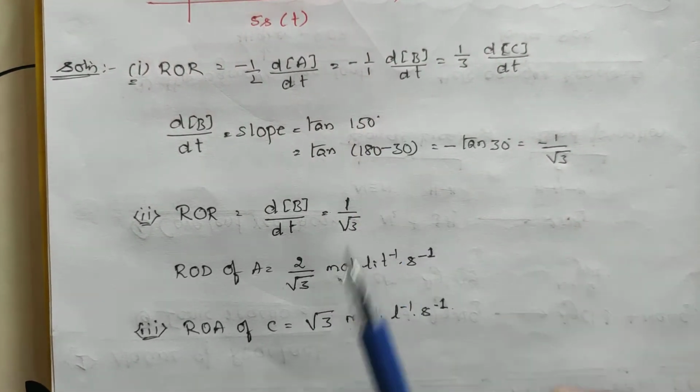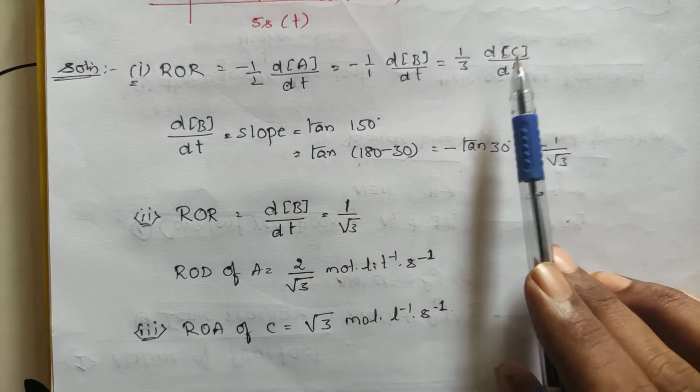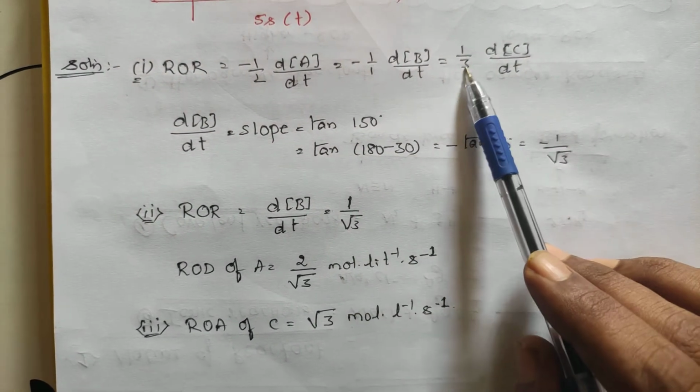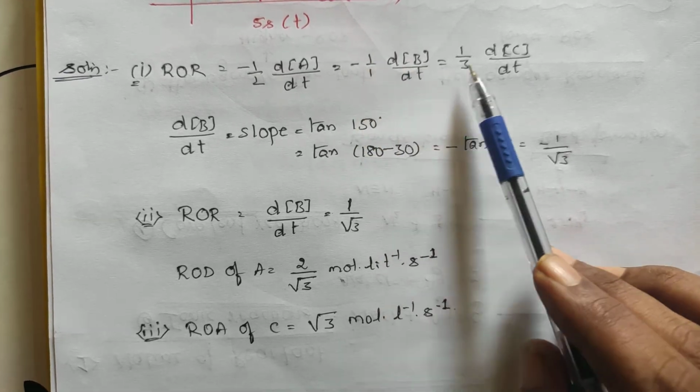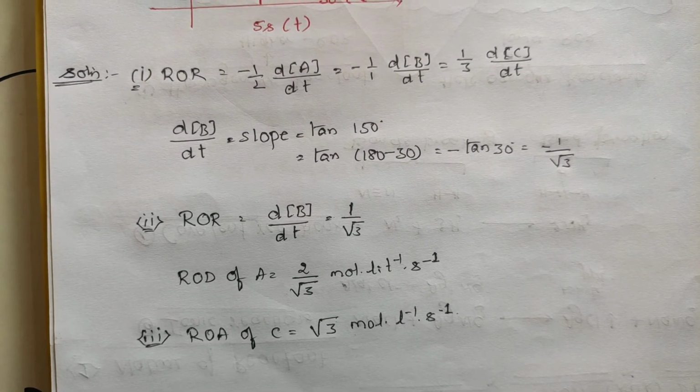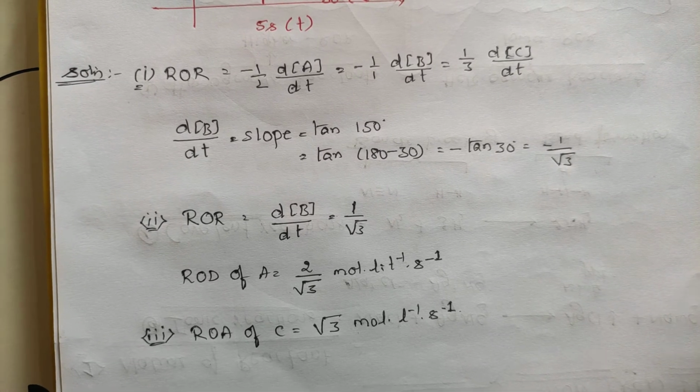In the same way, the rate of appearance of C, he is asking with respect to C. You know dB by dt is equal to 1 by root 3. If you send 3 to this side, that will become root 3 moles per liter per second.